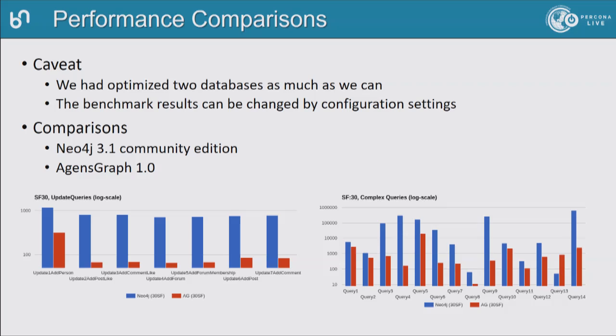There are many things that improve AgensGraph performance. Those include a more optimal query plan and a more advanced query execution method. We can even optimize the graph query performance by using Postgres advanced features.